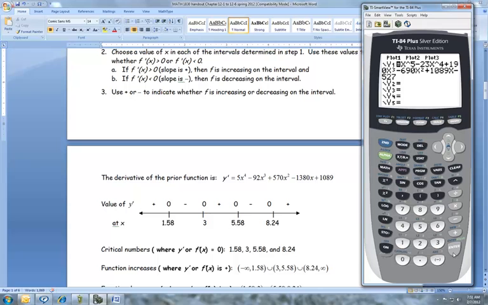So let me go back over here. I'm going to turn this off a second. And let's go type in this derivative. Got 5x raised to the 4th minus 92x cubed plus 570x squared minus 1380x plus 1089. Okay. Now I turned the first one off so it will not graph. So let's see this one.